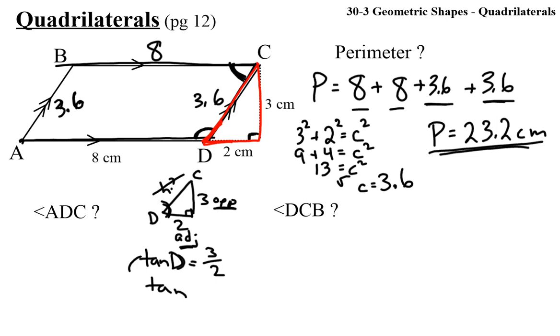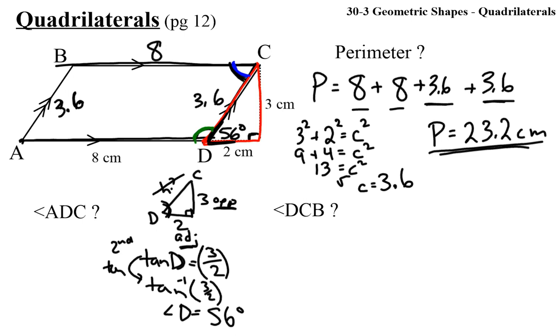How do I get my angle? I second function the 3 halves. Second tan, so we get our inverse tan of 3 over 2. So angle D works out to be 56 degrees. So we have 56 degrees here. Now, those aren't the angles we were asked for. We were asked for this angle, and we were asked for this angle.